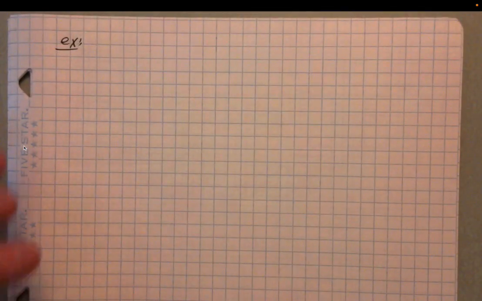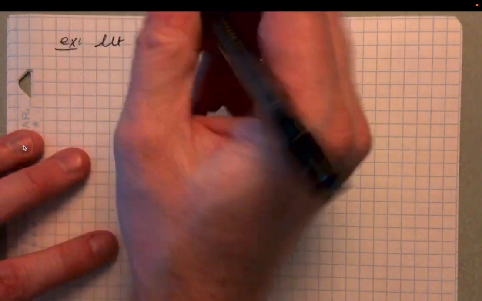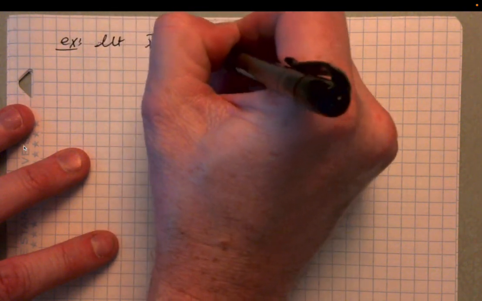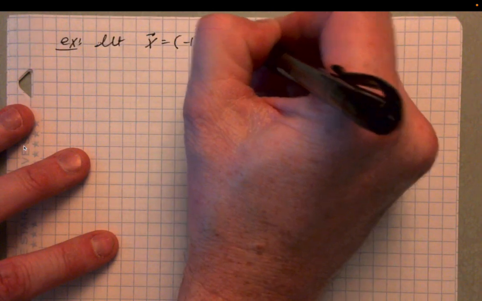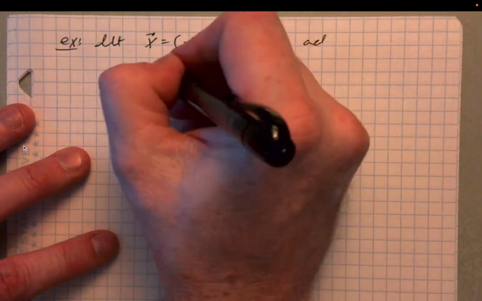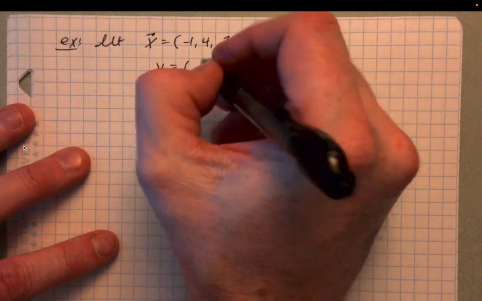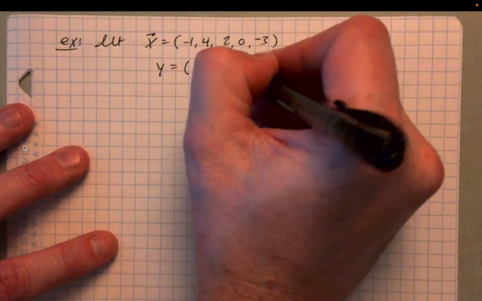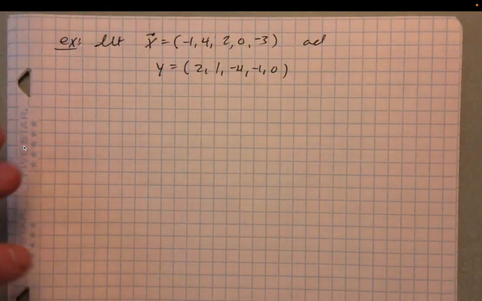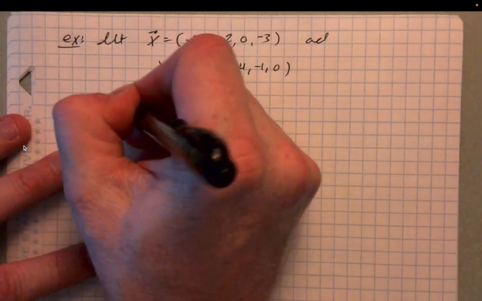Okay, let x equal negative 1, 4, 2, 0, negative 3, and y equal 2, 1, negative 4, negative 1, 0. What's the angle between these two vectors?